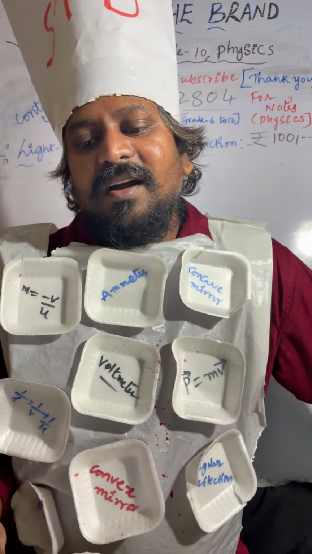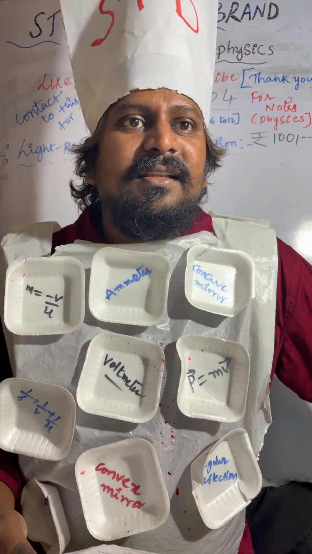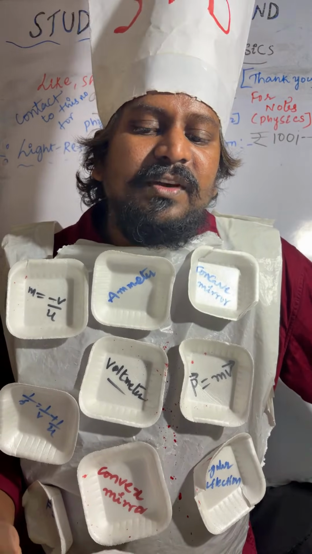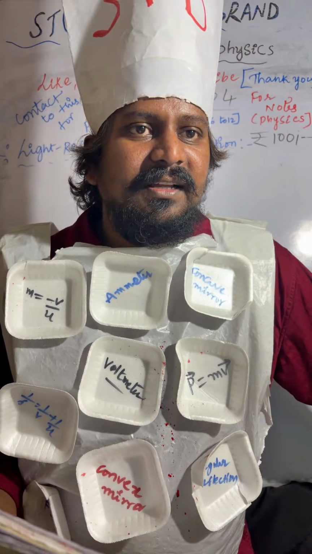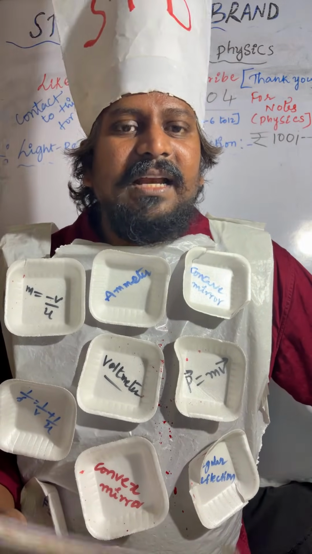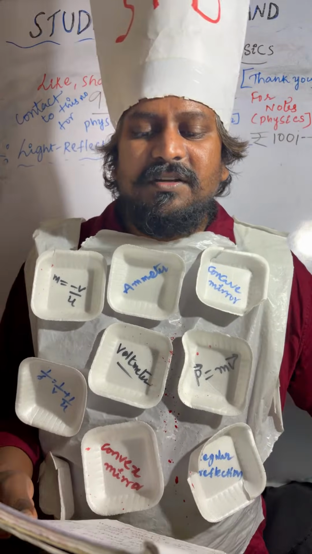Okay. So now define reflection of light. The bouncing back of the light from the reflecting surface is called reflection of light.